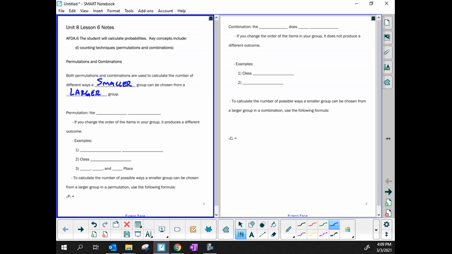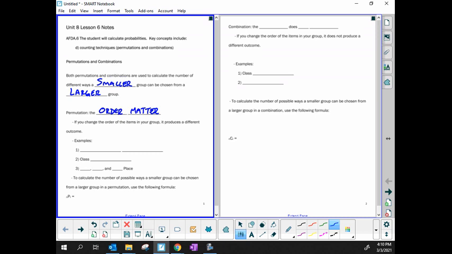With a permutation, the order matters. The order of your 3 objects matters. Okay. And what that means is that if you change the order of the items in your group, it produces a different outcome. Okay, so an example of things that are a permutation.